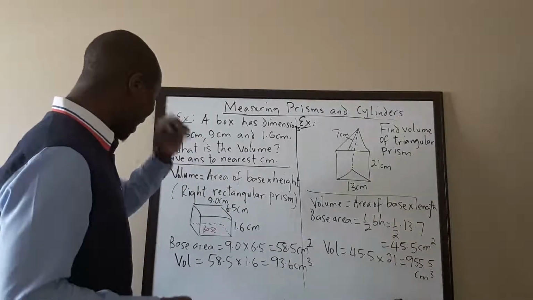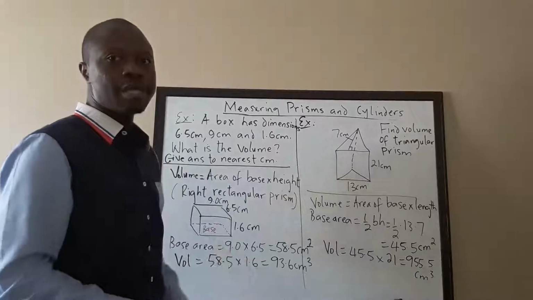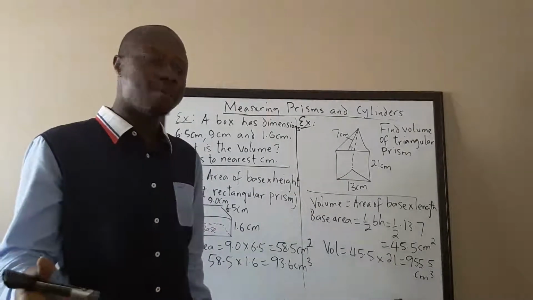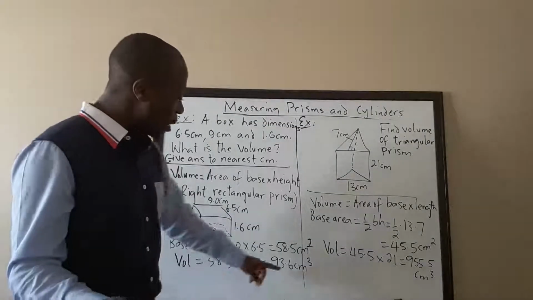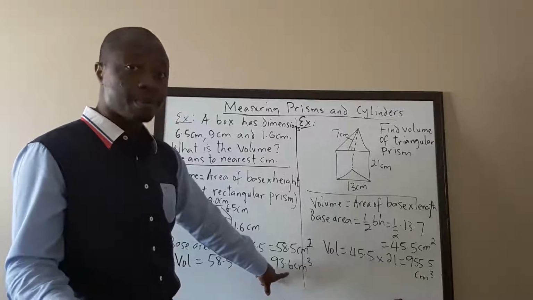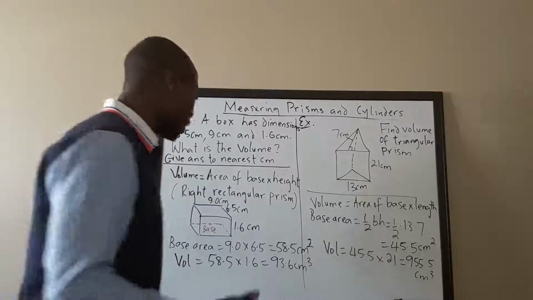So this one is asking us to give our answer to the nearest centimeter. So that means they're asking us to round this off to the nearest whole number. So I want to round this from 93.6. Because 6 is up to 5, I'm going to go up to 94 centimeters cubed.